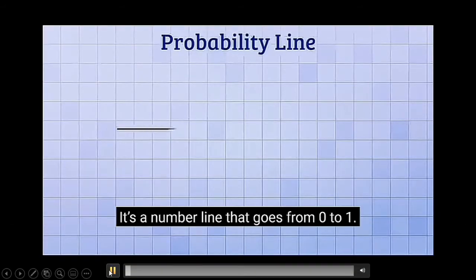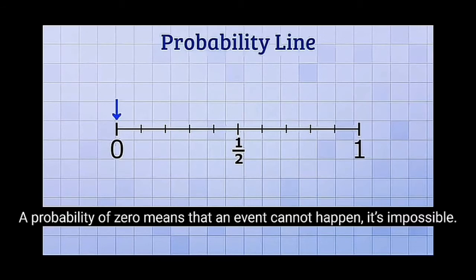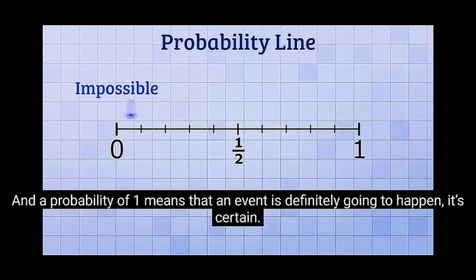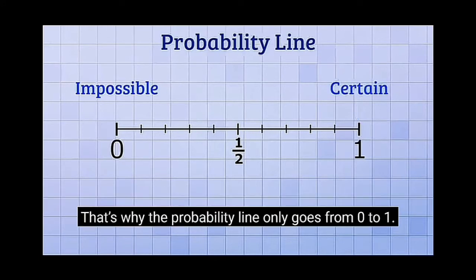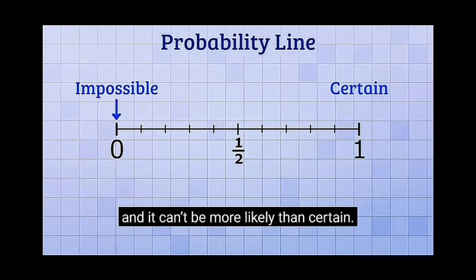Probability line. It's a number line that goes from 0 to 1. A probability of 0 means that an event cannot happen. It's impossible. And a probability of 1 means that an event is definitely going to happen. It's certain. That's why the probability line only goes from 0 to 1. An event can't be less likely than impossible, and it can't be more likely than certain.